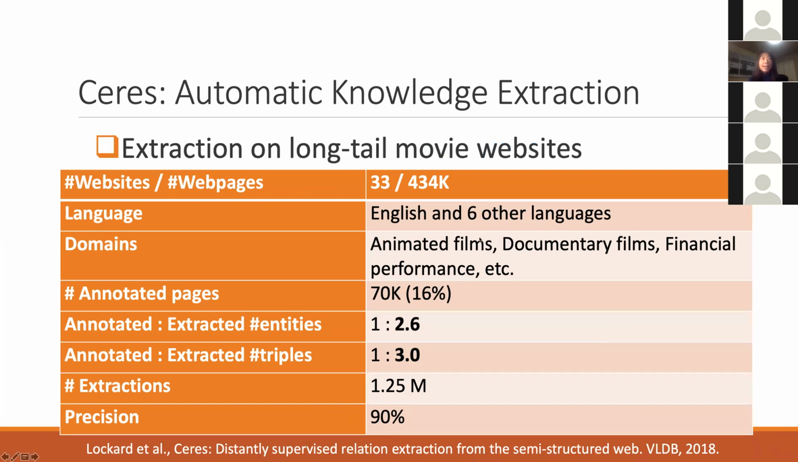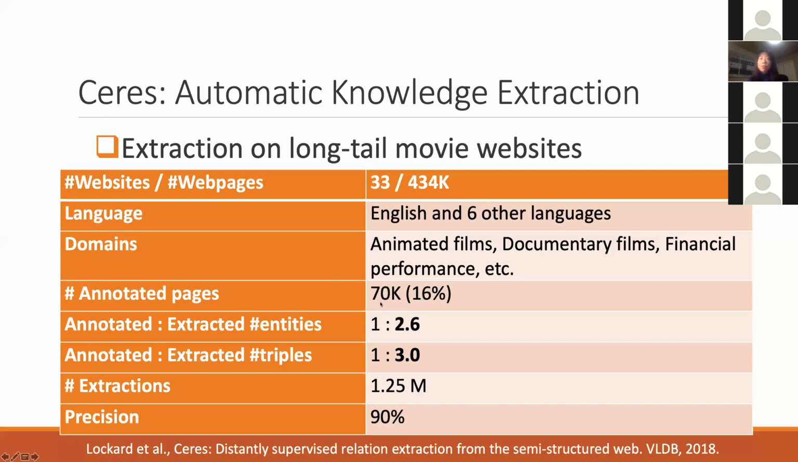We applied the same techniques on 33 websites. Those are long tail movie websites, and they contain English and 6 other languages. They also contain a lot of long tail movies, such as animated films, documentary films. And in total, we have 400,000 web pages crawled by Common Crawl.